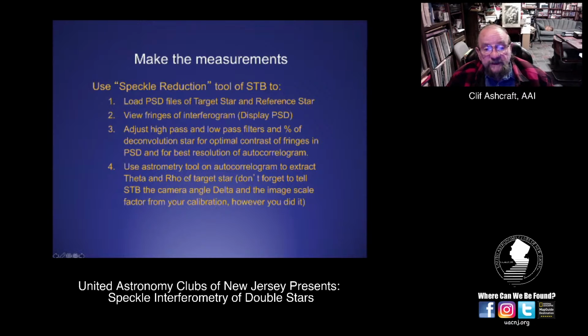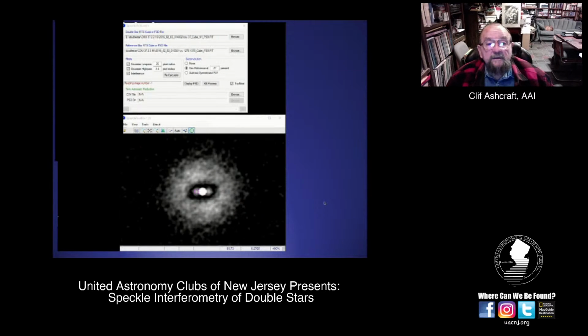Now, you use the astrometry tool on the autocorrelogram to extract both the theta and the rho of the target star, assuming that you haven't forgotten to tell the tool what the camera angle and the image scale you got from your calibration. You just type it into a little data box.